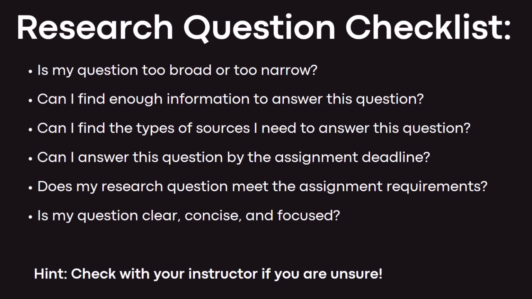These questions in this checklist are similar to the topic checklist we looked at earlier. It's good to revisit these and make sure you're on track with your research goal, whether that's an assignment or a bigger project. Ask yourself, is my question too broad or too narrow? Can I find enough information to answer this question? Can I find the types of sources I need? Am I meeting the assignment requirements and the deadline, if applicable? And then, is my question clear, concise, and focused? Strong research questions cannot be answered with a simple yes or no, but require critical thought and a clear aim.